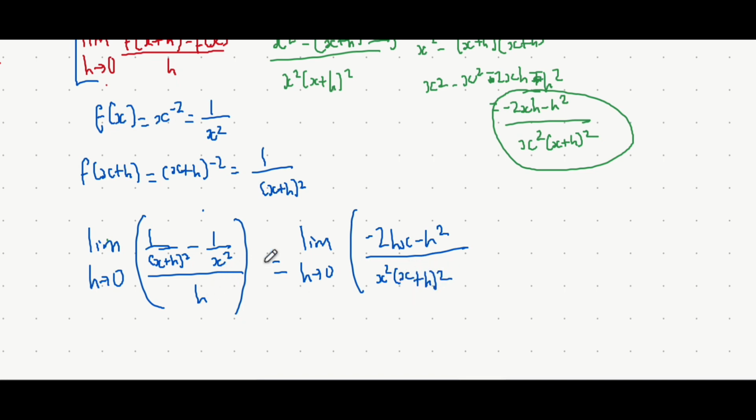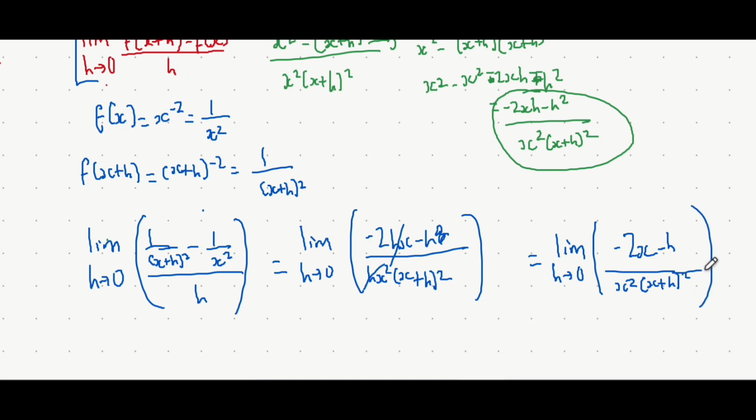Great. And now we have to also remember to divide all of that by h, which is actually the same as multiplying h onto the denominator. I think that's the easiest way to do it. And after you do that, what you can realize is that h is in each individual term in the numerator, so we can cancel out h from each term. So we end up at the limit as h tends to 0 of minus 2x minus h all over x squared multiplied by x plus h all squared.